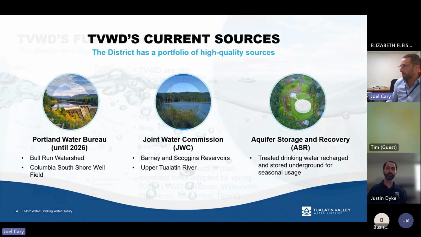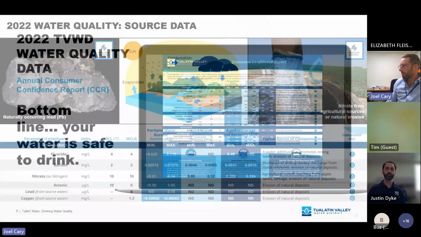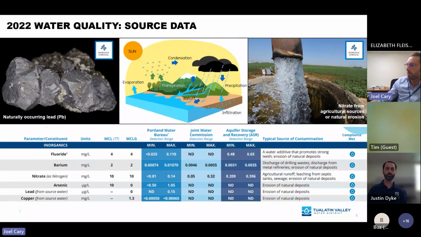I want to go back to this slide really quick because you'll see it right here. So lead from source water and copper, those are all things that we do from every source. So all of our partners, we will continue to do that type of analysis and testing, not just on, again, as I pointed out, the plumbing side where we focus a lot of our efforts, but on the source water side as well.